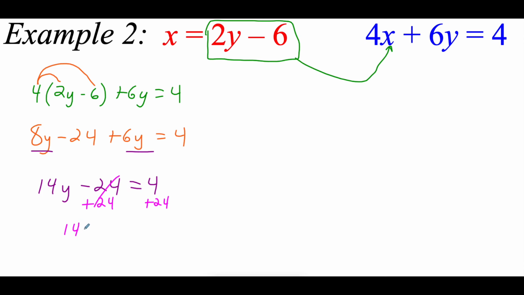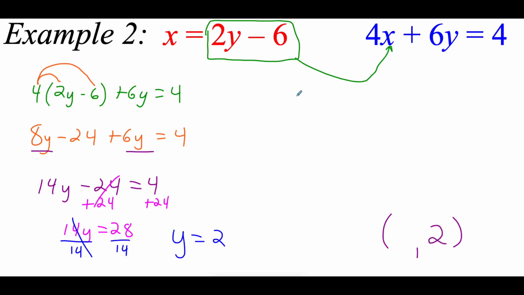So that's going to leave me with 14y equals 28. One more step in order to get y alone. We've got this 14 in the front, so we're going to divide both sides of our equation by 14. And that should leave us with an answer of y equals 2. Now I'm going to start building my ordered pair answer here. This is a y value, so it's the second number in the ordered pair, so that's 2.